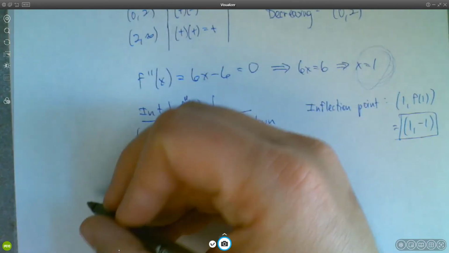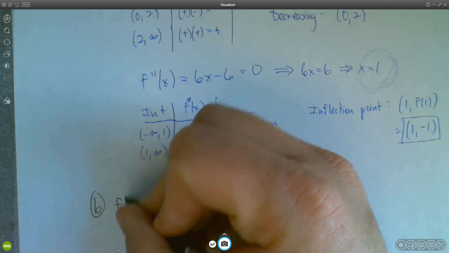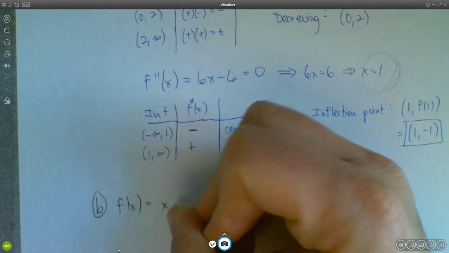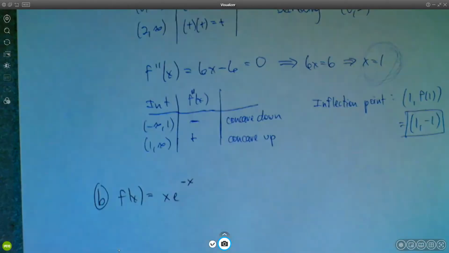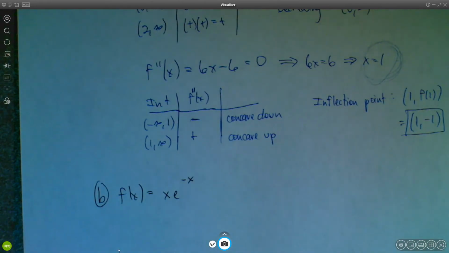Ooh, this is kind of an interesting one. Let's do f of x equals x times e to the negative x. Very interesting function, I would guess. So why don't you go ahead and give the video a pause and see if you can figure out where that function is increasing, decreasing, where it's concave up, concave down, state the inflection points, etc.